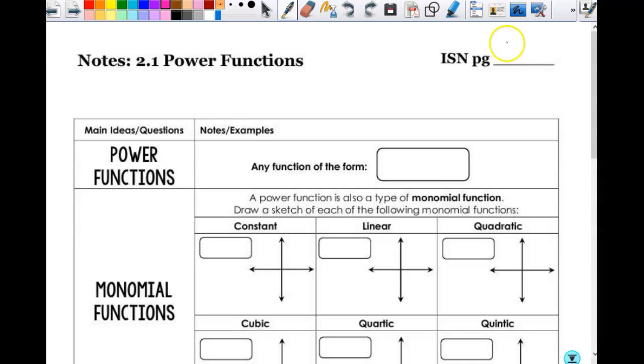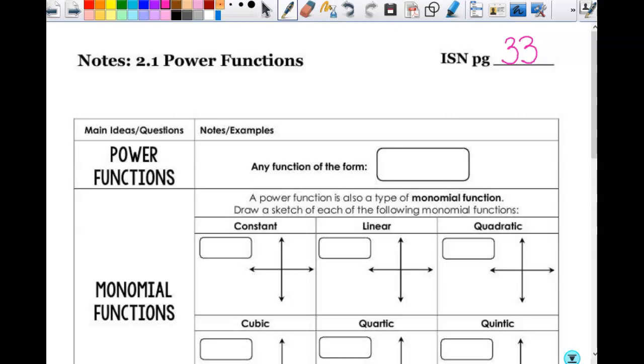Okay, so we're starting with power functions. We are not doing two sets of notes because we missed yesterday. We were going to do two sets of notes yesterday anyway. These are going to be short, pretty easy to understand, but definitely important for the next thing we're moving on to. So the first thing we're going to start talking about is power functions.